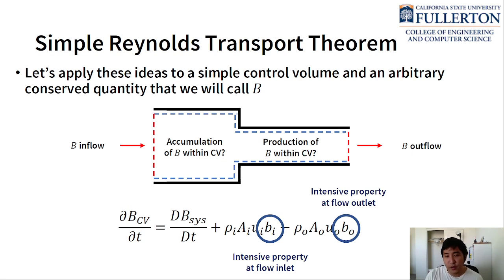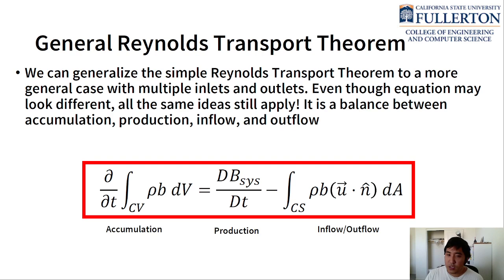But this equation is only valid for a simple case of one inflow, one outflow. For most practical cases, you're going to have multiple inflows, multiple outflows, and your domain might look a lot different as well. So the general form of Reynolds Transport Theorem is given down below here. I know there are a lot of integrals and derivatives, but the idea is still the same: accumulation is equal to a production term minus the inflow outflow. Because we have an arbitrary surface, the inflow outflow is combined into one, and that last integral is a surface integral across the entire outer surface of your control volume.